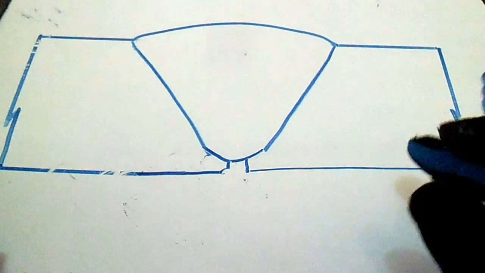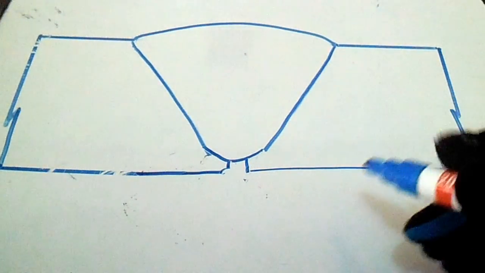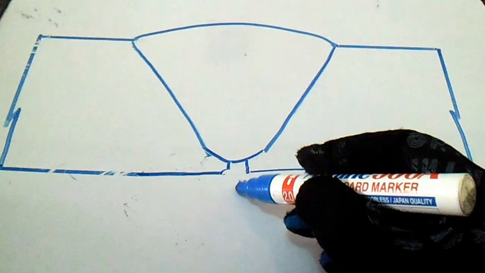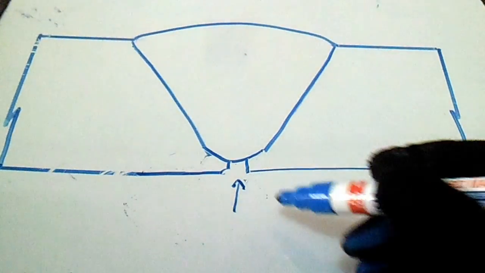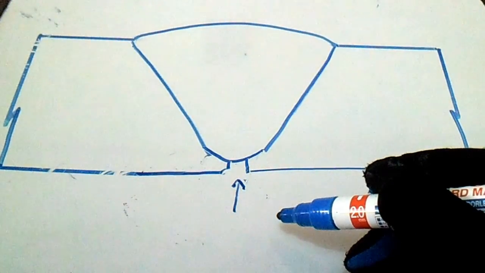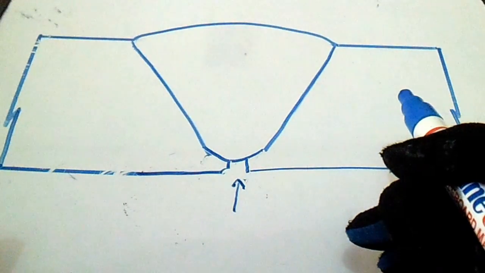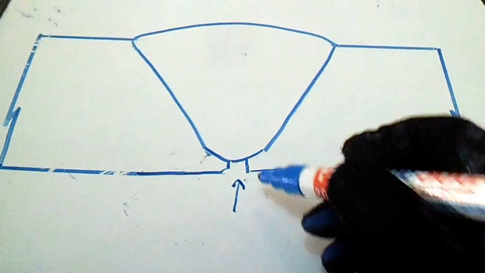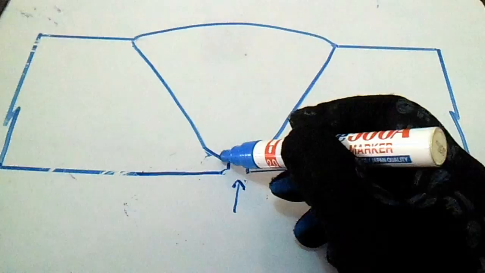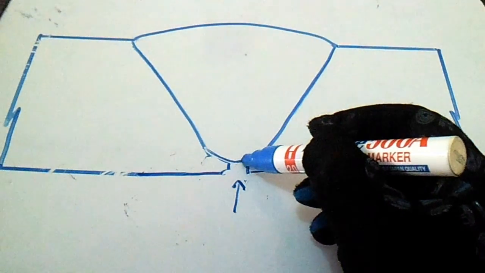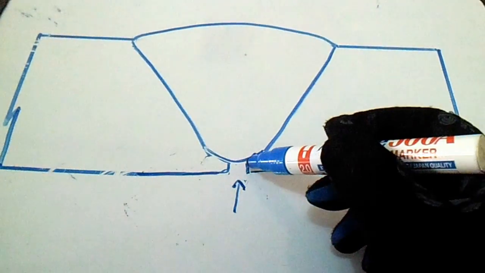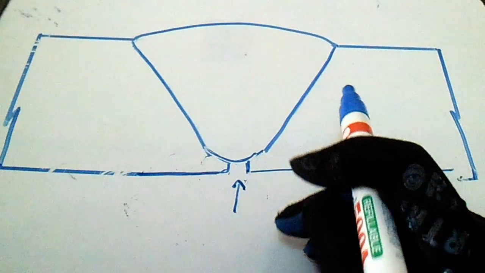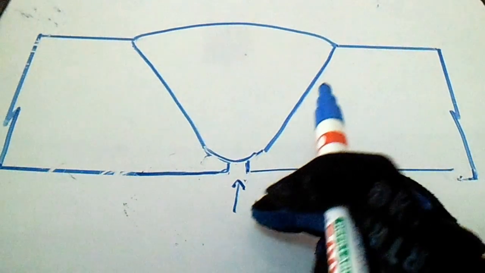So this is an incomplete penetration. So here, this is the incomplete penetration, or LP, lack of penetration. Okay, this is a lack of penetration. So where next?